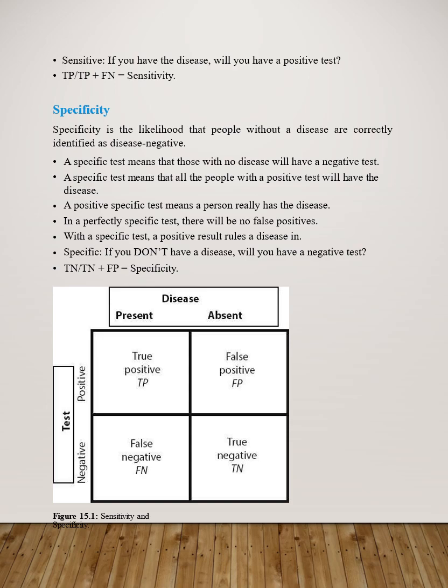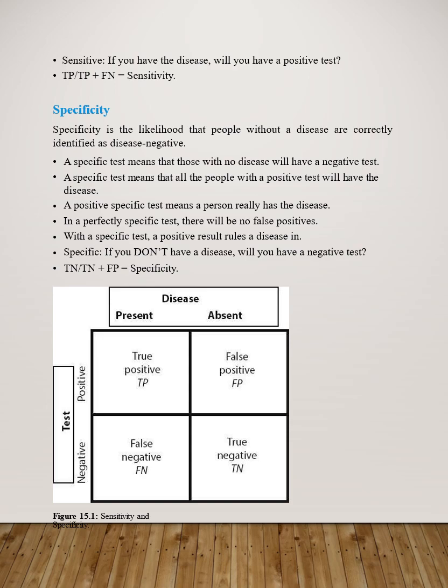Specificity is the likelihood that the people without a disease are correctly identified as disease negative. Number one, a specific test means that those with no disease will have a negative test. Number two, a specific test means that all the people with positive tests will have the disease. Number three, a positive specific test means a person really has the disease. Number four, in a perfectly specific test, there will be no false positive tests. Number five, with a specific test, a positive result rules the disease in. Specific, if you don't have a disease, you have a negative test.